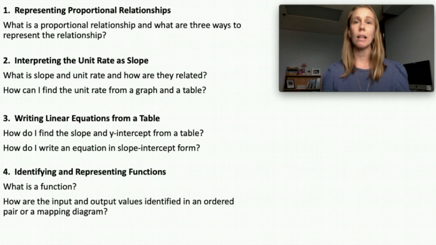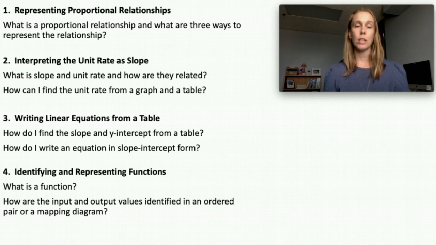So in this part of the packet, there are 4 activities. The first activity is representing proportional relationships, and we're going to talk about what that is and 3 ways to represent the relationship. In the second activity, we're going to be interpreting unit rate as slope. So we will talk about what is slope, what is unit rate, and how are they related. And then we're going to find unit rate from a graph and a table.